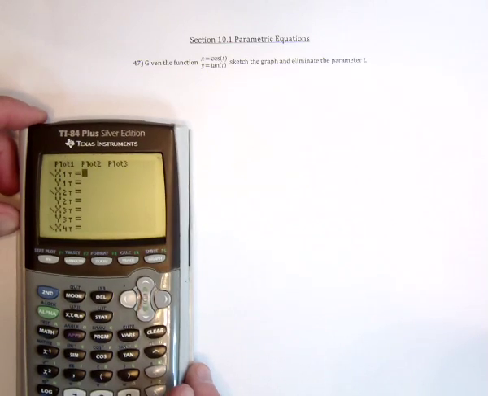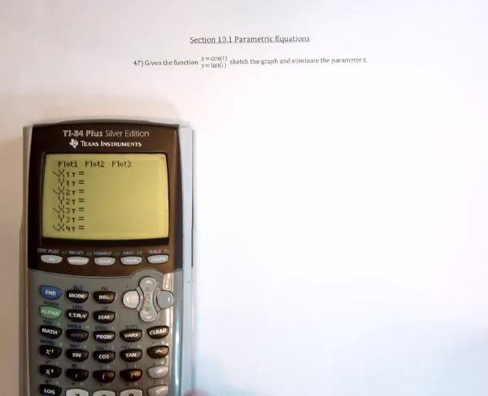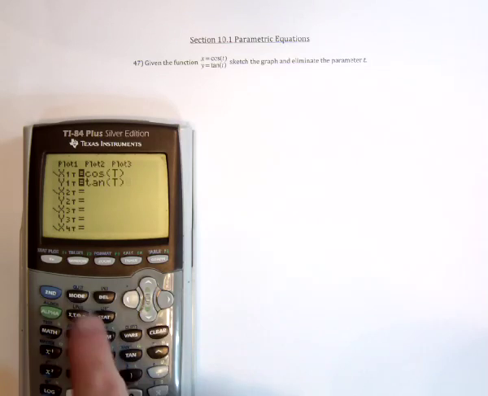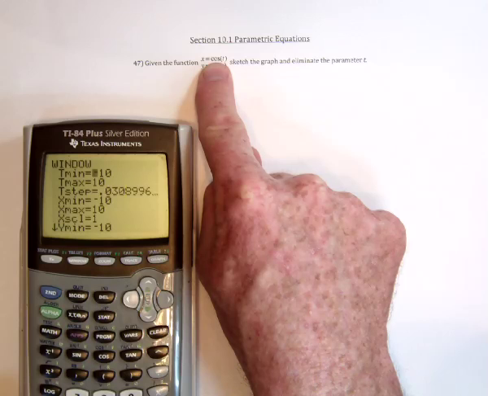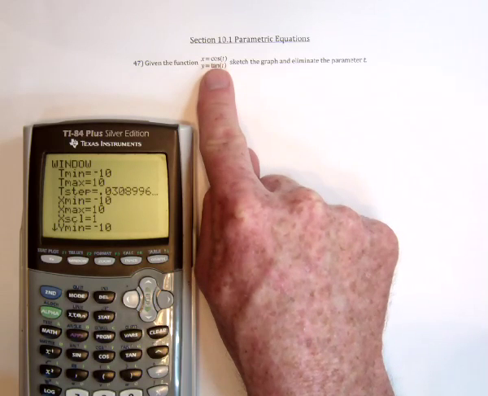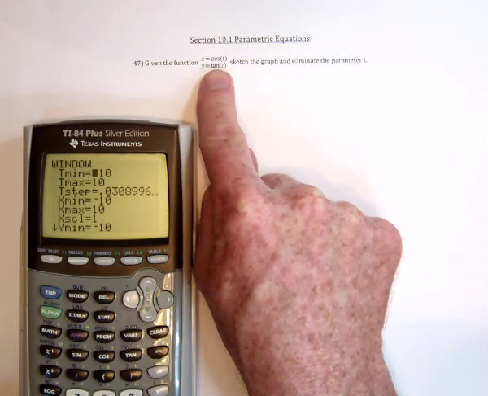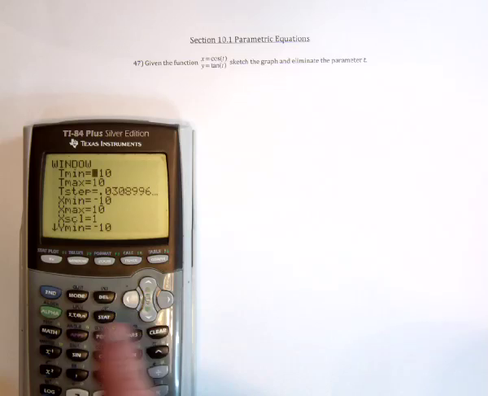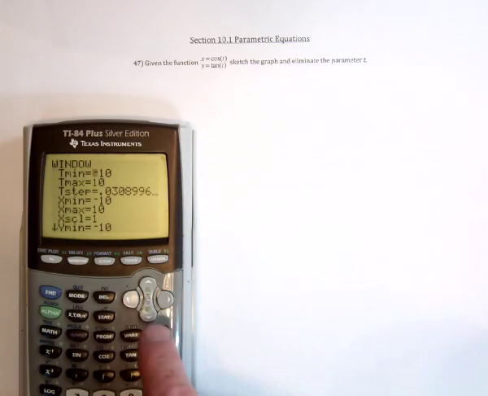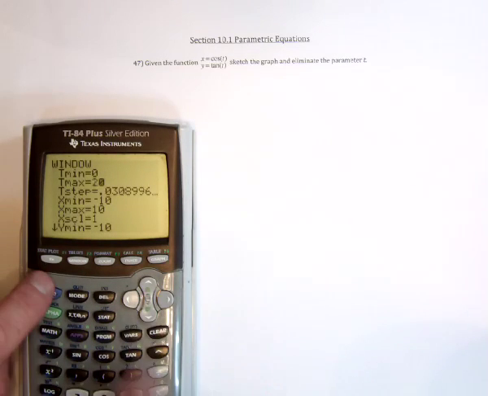We're going to sketch a graph of this. We've got cosine of t and tangent of t. Then change the window. The period for cosine is 0 to 2 pi. For tangent, it would be negative pi over 2 to pi over 2, but if you do 0 to 2 pi, then that's more than enough to cover all of tangent. So 0 to 2 pi should be enough.